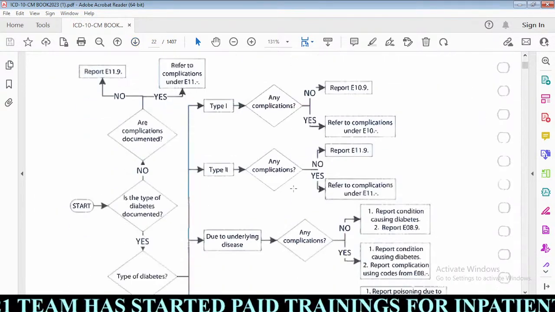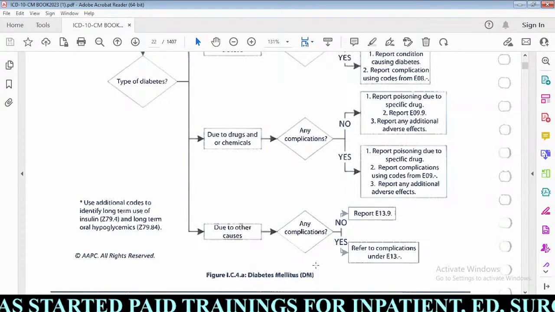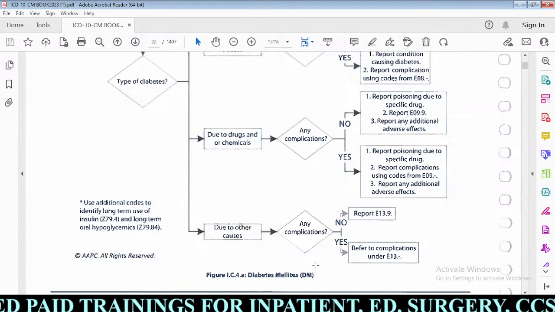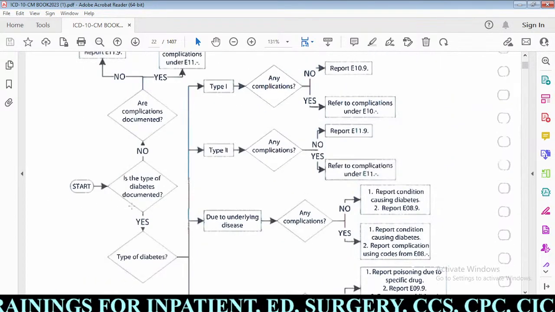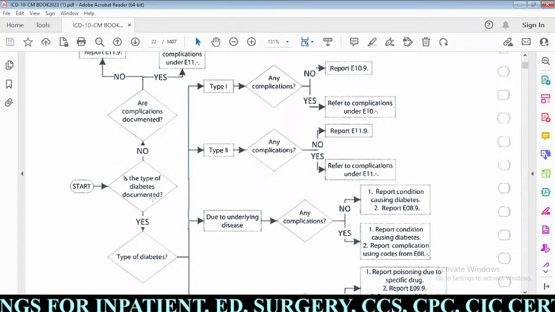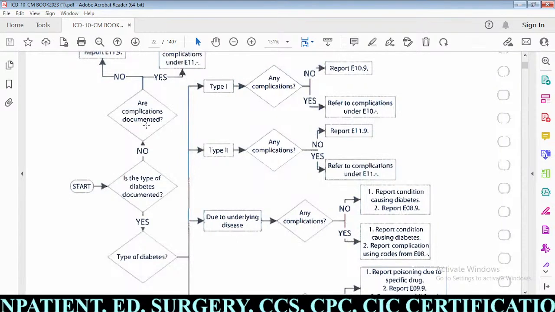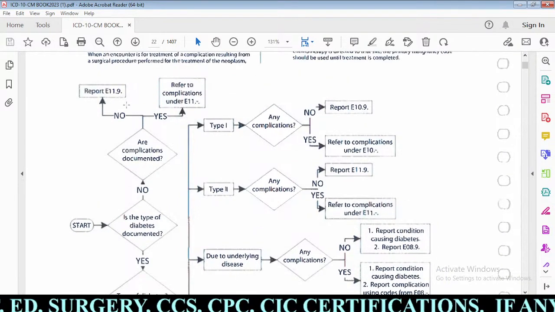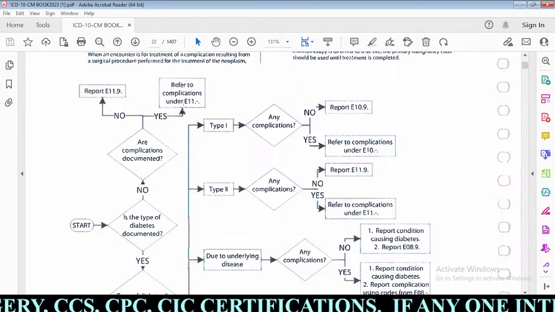For example, if you see here, we have a very big diabetes mellitus coding section. This is useful for all the people who are working as medical coders. We need to start here. Is the type of diabetes documented? No. If no, are complications documented? No. Report E11.9, so it is unspecified. If the documentation is there, we need to check for E11.